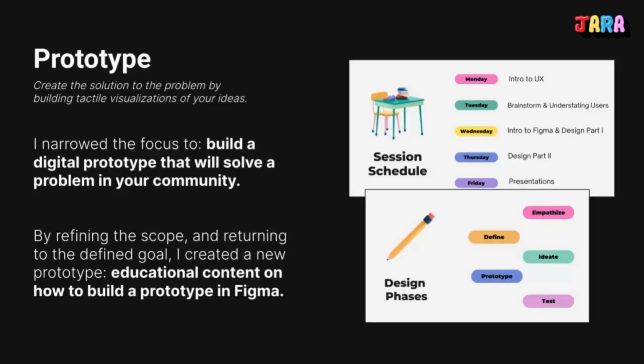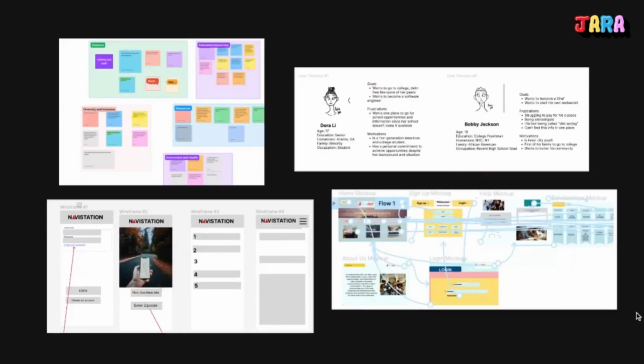So I narrowed the focus down even more and I landed on my prototype being educational content on how to build a prototype in Figma. That was super specific, literally had the word build in it. So the students were going to be building in Figma, which was technology, and they were going to create a prototype that was going to impact their community and their space for the better. That was the goal. And I'm proud to say that is actually what happened.